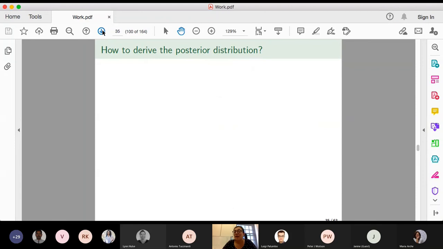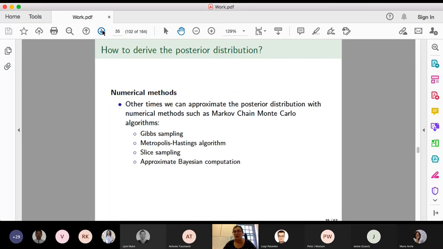But unfortunately, or for you probably fortunately, we can't always compute this analytically. It's only in very few cases that this can be done analytically, in simple models with simple distributions. As the model becomes more and more complex, it's more difficult to do it analytically. So then we rely on numerical methods. We will apply some algorithms, in particular Markov chain Monte Carlo algorithms, to obtain a sample from the posterior distribution.